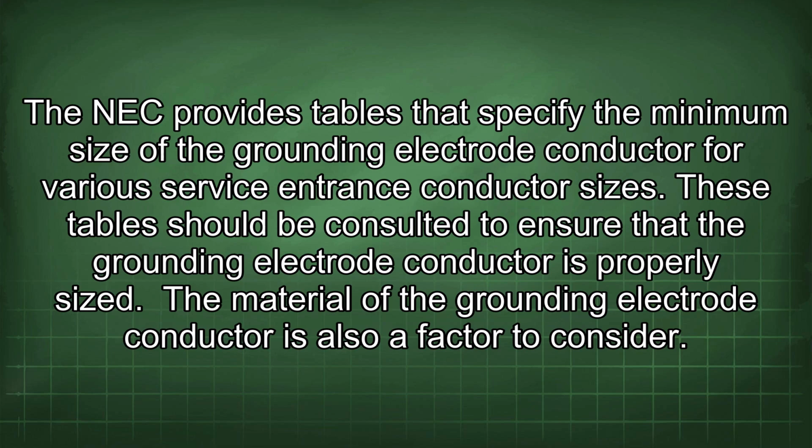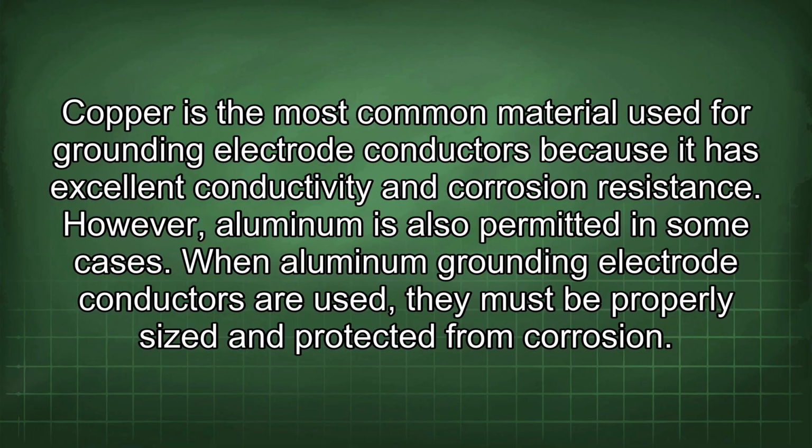The material of the grounding electrode conductor is also a factor to consider. Copper is the most common material used for grounding electrode conductors because it has excellent conductivity and corrosion resistance. However, aluminum is also permitted in some cases. When aluminum grounding electrode conductors are used, they must be properly sized and protected from corrosion.